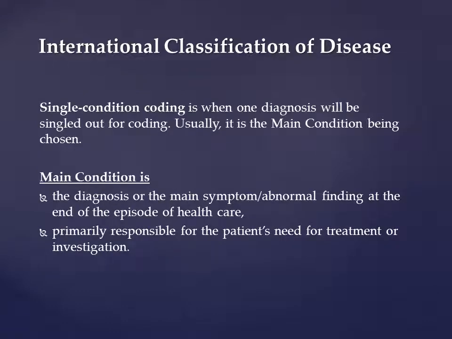There are two kinds of coding for morbidity coding. The first one is single condition coding and the second one is multiple condition coding. Some establishments may implement a single condition coding policy because of lack of resources or because the resultant simpler data may be more appropriate for their needs. This means that the coder has to choose the main condition from all the recorded diagnoses so that it can be coded. The main condition is the main diagnosis or the main symptom primarily responsible for the patient's need for treatment.